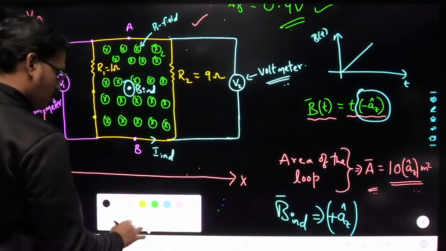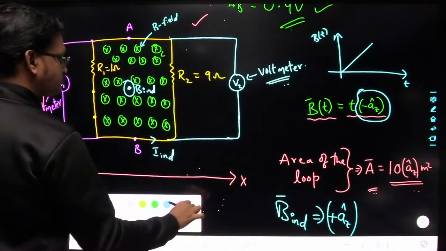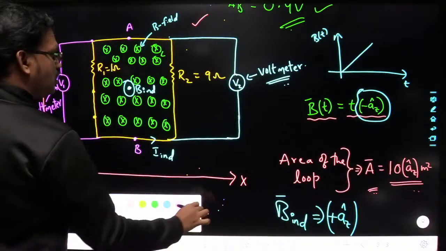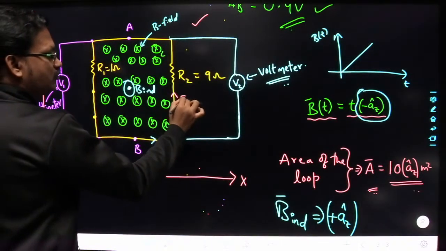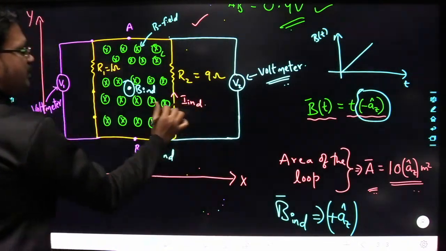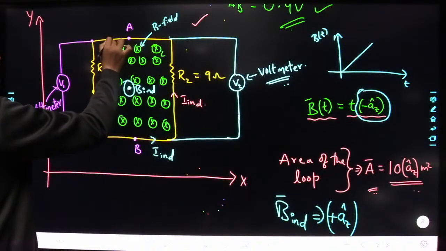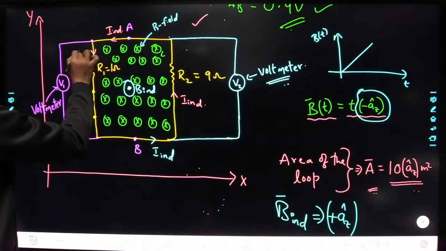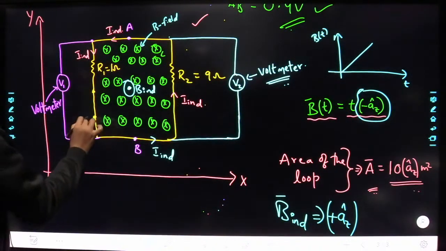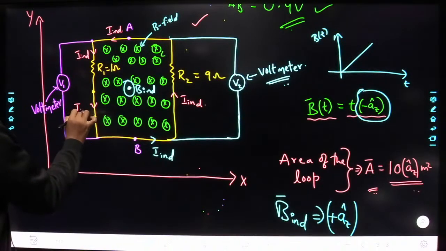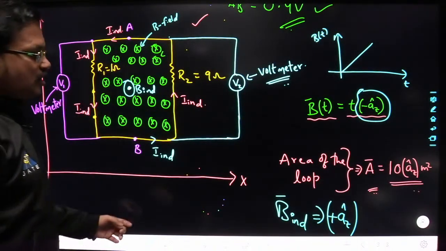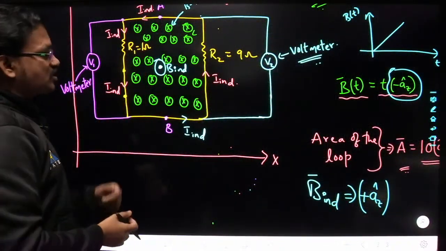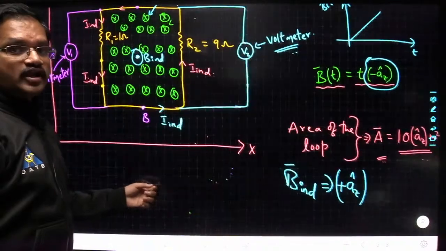You are going to have induced current. So the induced current is going to flow in the anti-clockwise direction, like this. So this is the induced current. So the induced current is flowing in this direction. So that means, what is the induced EMF here?